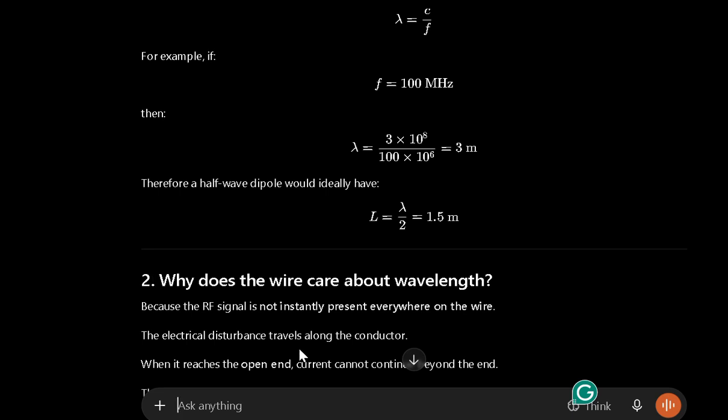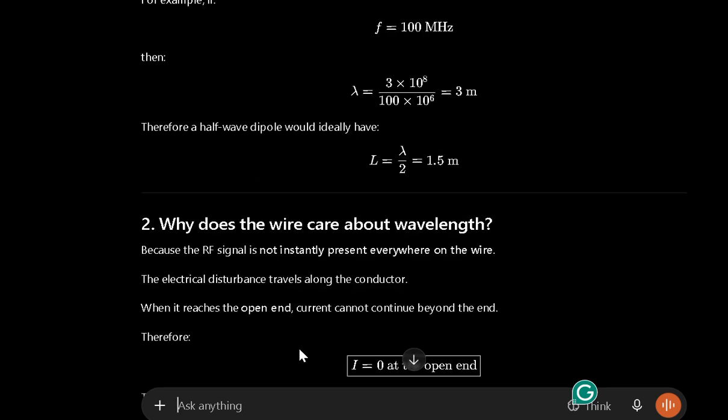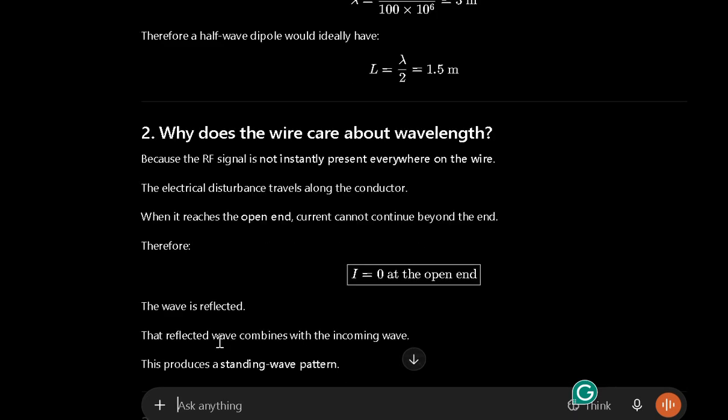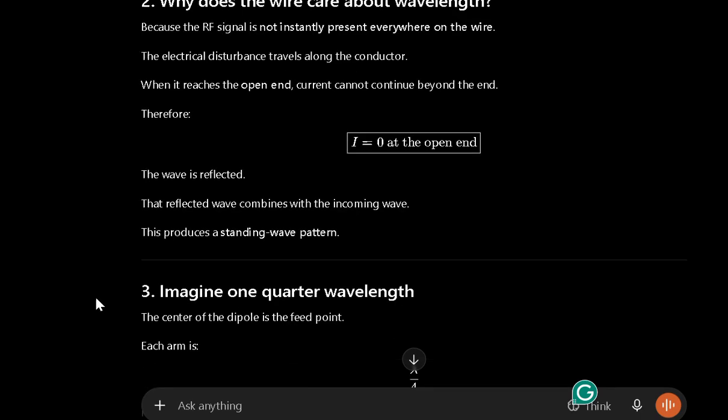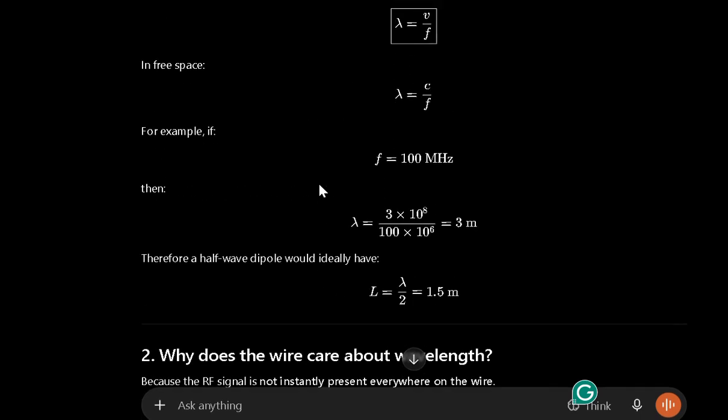Why does the current go to zero at the ends? Because the RF signal is not instantly present everywhere on the antenna. The electrical signal travels along the conductor. When it reaches the open end, current cannot continue. Therefore, I equals 0 at the open end and the wave is reflected. That reflected wave combines with the incoming wave. This produces a standing wave pattern.